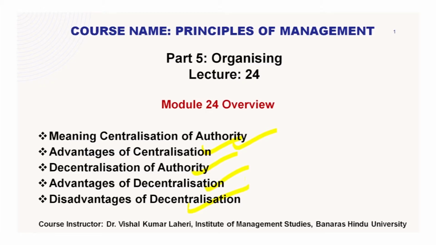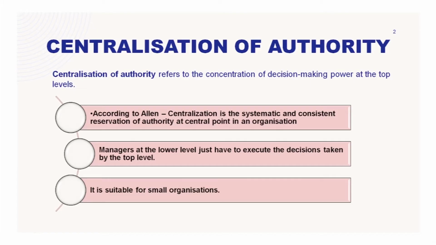Moving ahead, what is centralization of authority? Centralization of authority refers to the concentration of decision making power at the top level. In an organization, for the smooth functioning of all operations, there are two mechanisms used by the manager. One mechanism is keeping all the authority, all the power at the central level, or at the top level of management. On the other hand, the other mechanism is dispersing or sharing the responsibilities and authorities to the middle level and the supervisory level.